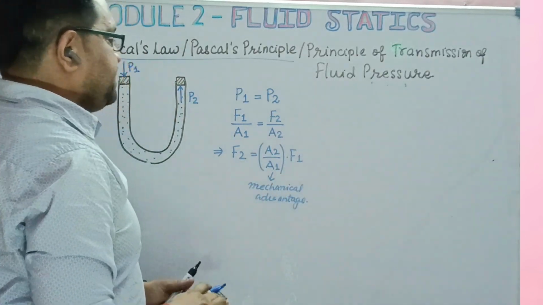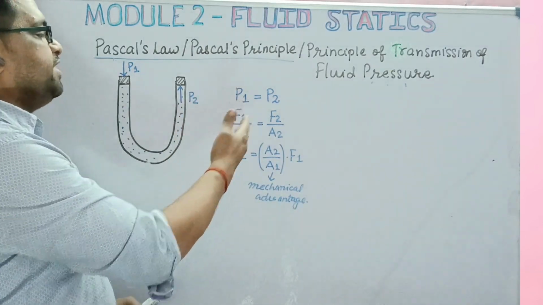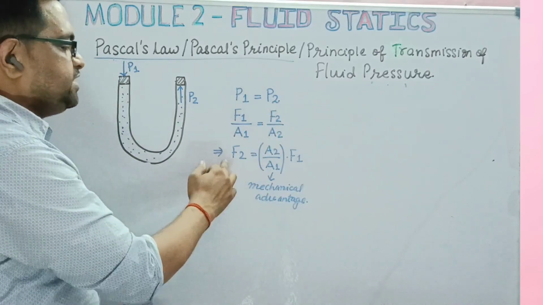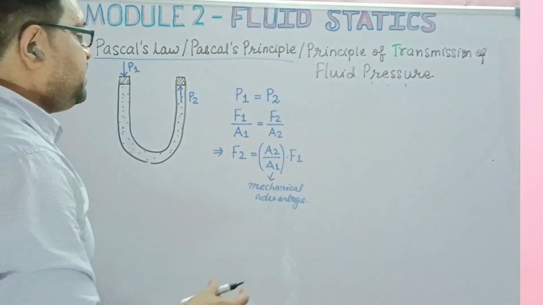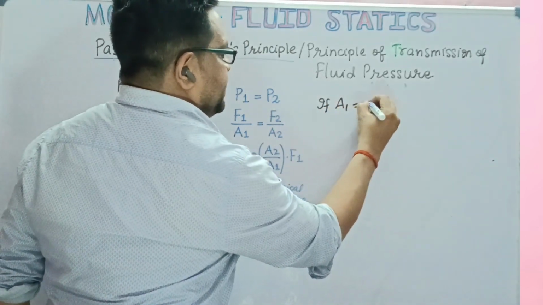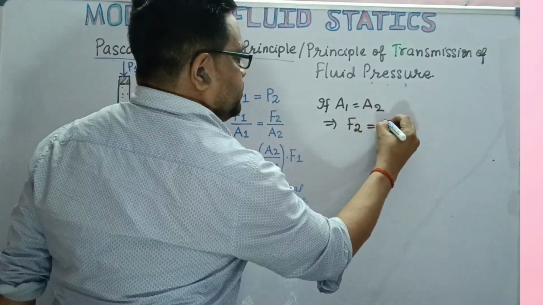Now see, if both the pressures are equal, P1 is equal to P2, we have F1 upon A1 is equal to F2 upon A2. From this we get F2 is A2 upon A1 into F1. Now if we take both the areas, if A1 is equal to A2, then from this we will get that F2 will be equal to F1.